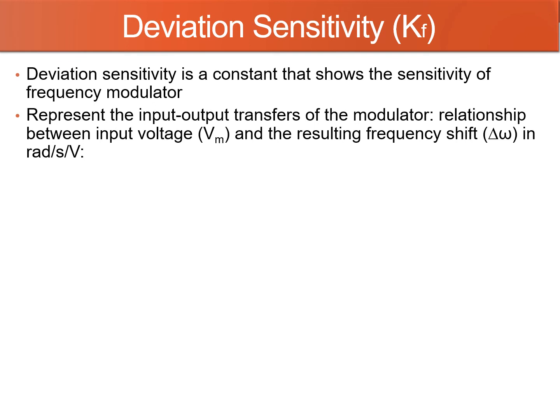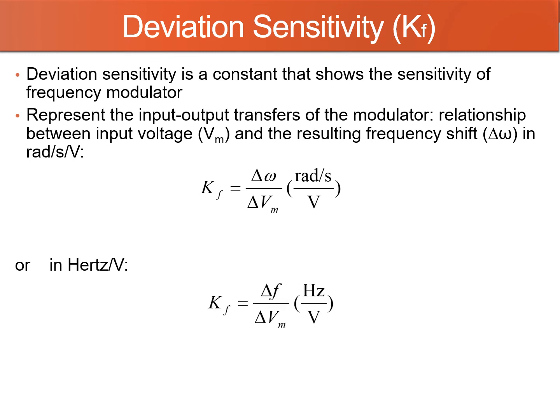It represents the input-output transfer of the modulator, the relationship between Vm and the resulting frequency shift delta omega in radians per second per volt. So Kf is equal to delta omega divided by delta Vm, in units of radians per second per volt. It can also be written in units of hertz per volt, so given Kf equals delta F over Vm. In short, it shows how well the modulator responds.